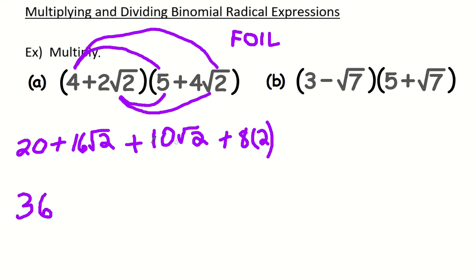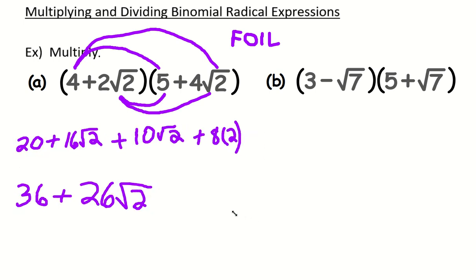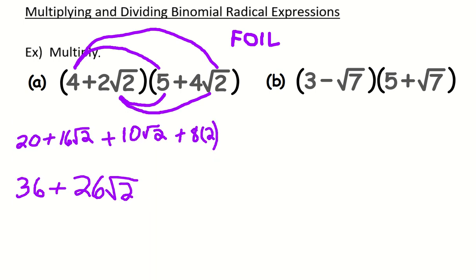And then these two middle terms will also combine as they are like radicals or like terms. So 16 root 2 plus 10 root 2, that'll get us 26 root 2. So once again, 16 root 2 plus 10 root 2 is 26 root 2. And that, people, would be your final answer. Let me just clear some more space.